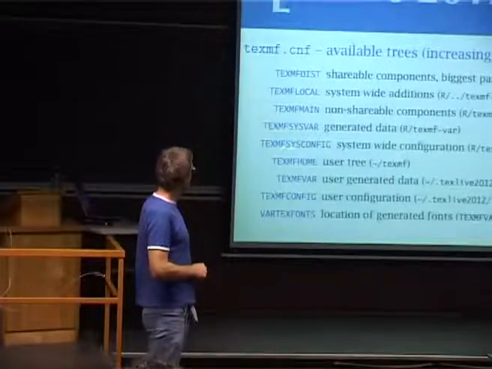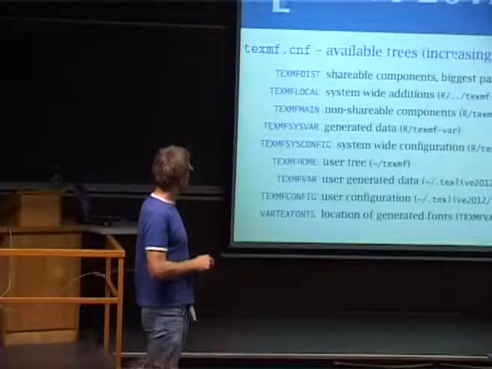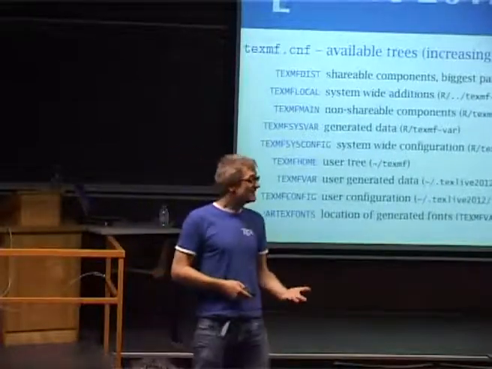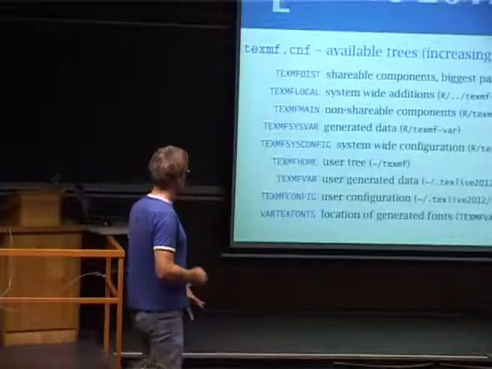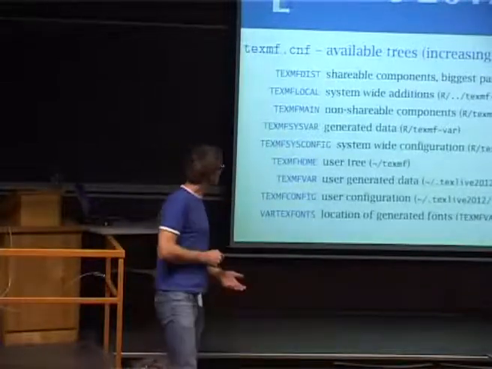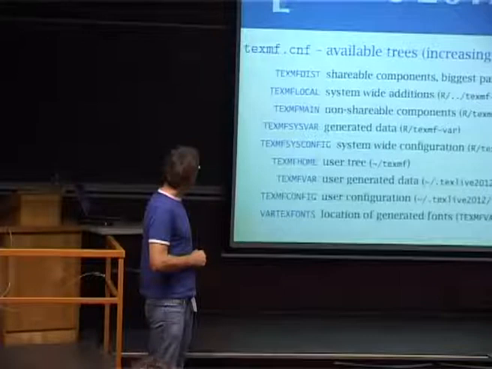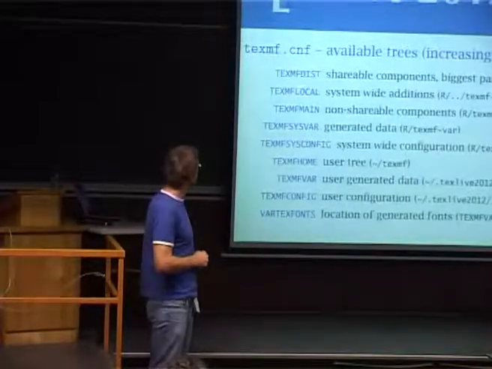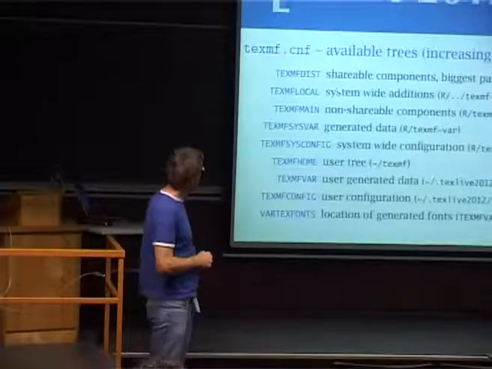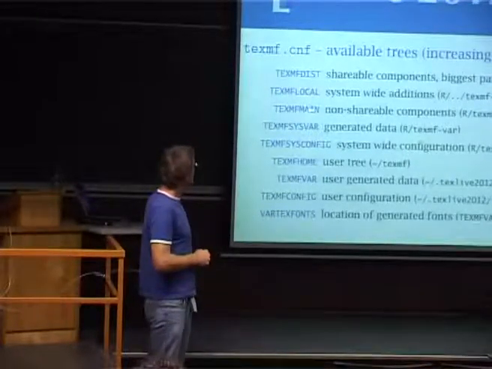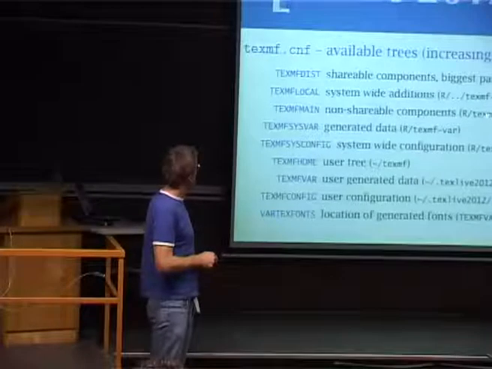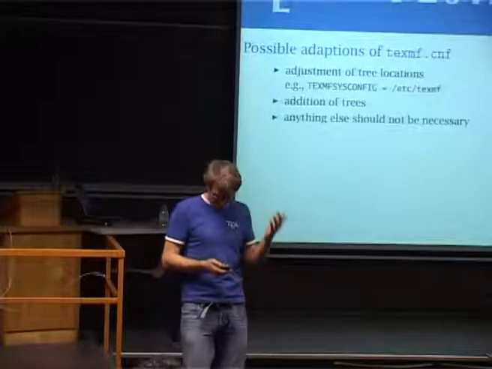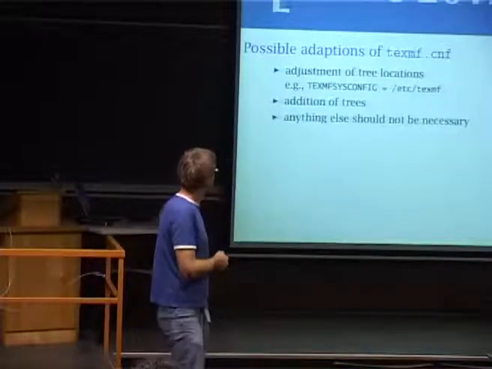The user tree in the home directory, and the user. So these are the trees that are predefined, and distributors often change them. For example, in Debian, this one is /usr/share/texlive/texmf, this is /usr/local/share/texmf, this is /usr/share/texlive/texmf, and so on. So we change this. A typical example is, for example, TEXMFSYSCONFIG.